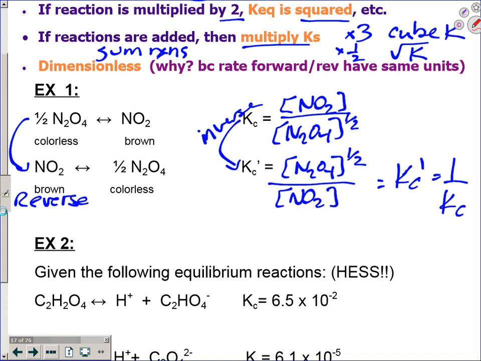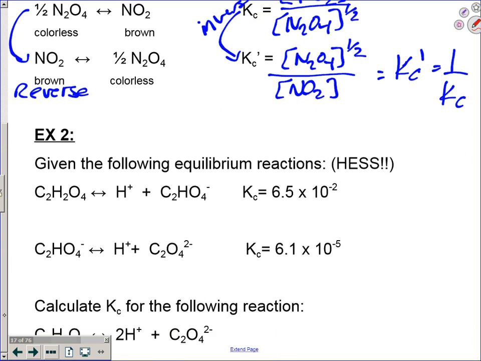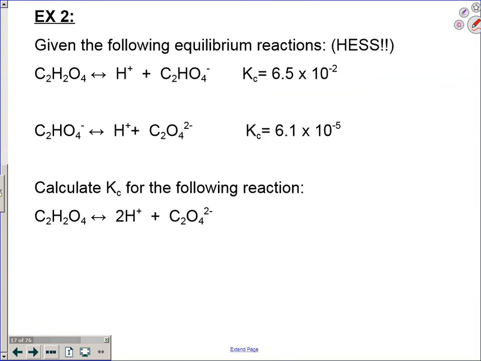What do I do down here when I want to know the Kc value for this final reaction? Do you see the relationship between this and these? What's the relationship? It's the summation, good.